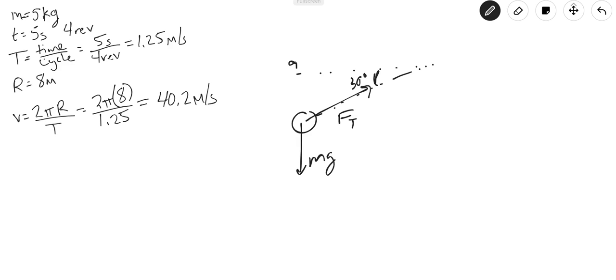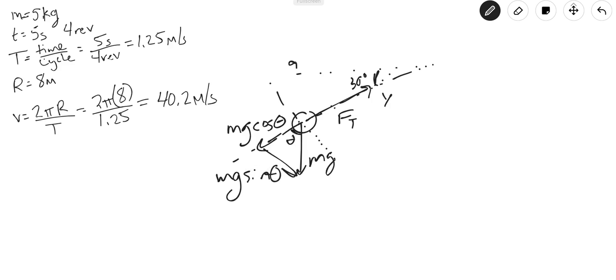Now, the tension lines up with the acceleration, because the acceleration is also pointed towards the center of the circle, which means I'm going to make the axis line up with the tension, because that also lines up with the acceleration. I'm going to call that my y-axis. And then I'm going to tilt, which means my x-axis is going to be tilted. I need to break up the weight into something that lines up on the y-axis and something that lines up on the x-axis.